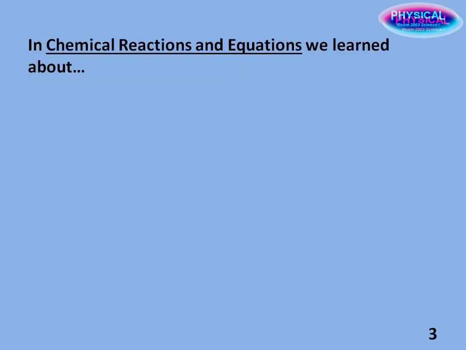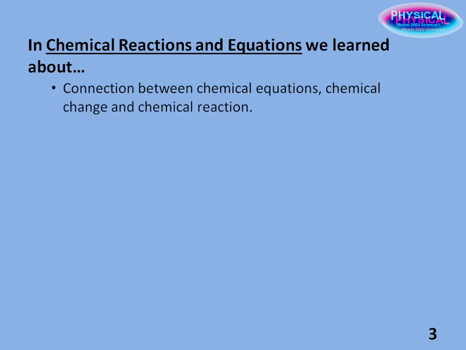In the previous lesson, in chemical reactions and equations, we learned about these things: the connection between chemical equations, chemical change, and chemical reaction, how to read chemical equations, including things like what are the reactants, what are the products, what are subscripts, what are coefficients, those sorts of things, what the plus symbol and the arrow symbol mean.